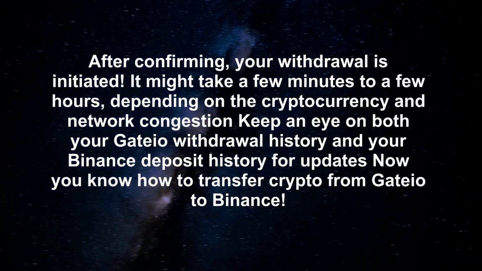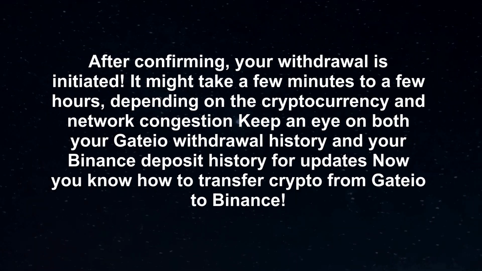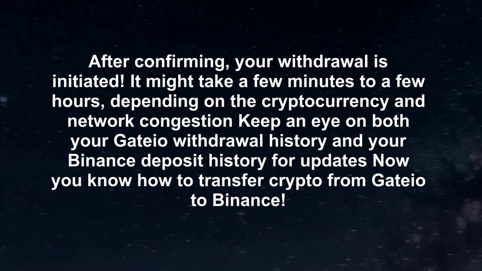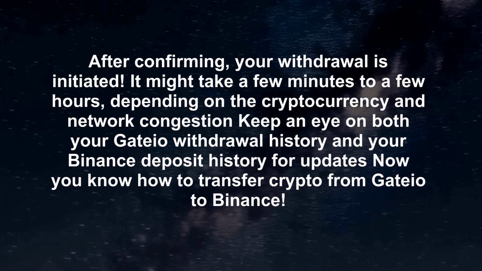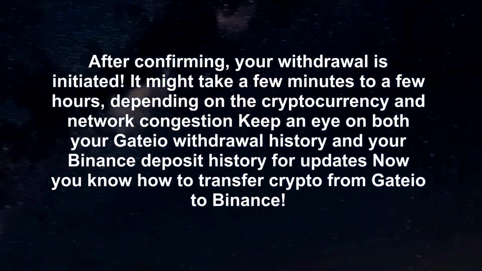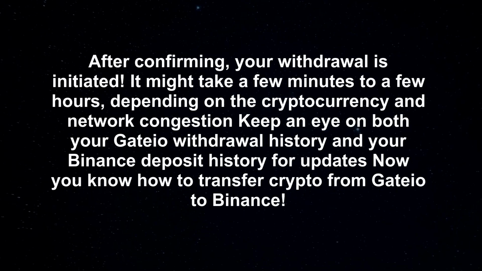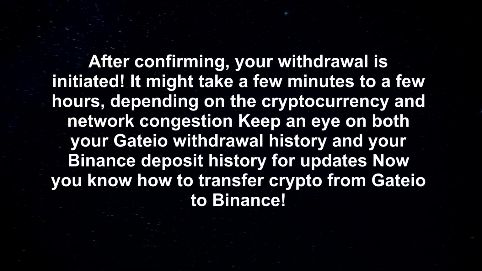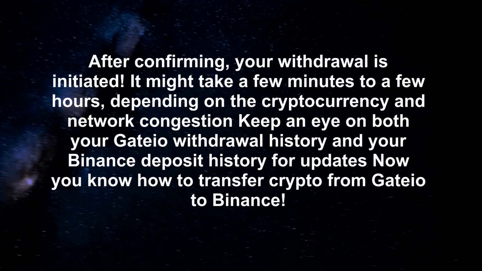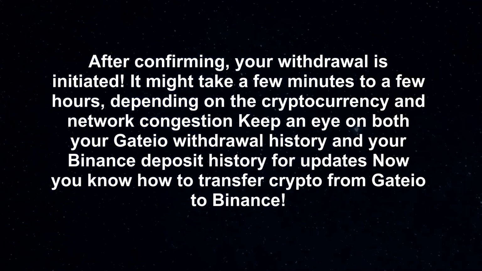After confirming, your withdrawal is initiated. It might take a few minutes to a few hours, depending on the cryptocurrency and network congestion. Keep an eye on both your Goteo withdrawal history and your Binance deposit history for updates. Now you know how to transfer crypto from Goteo to Binance.